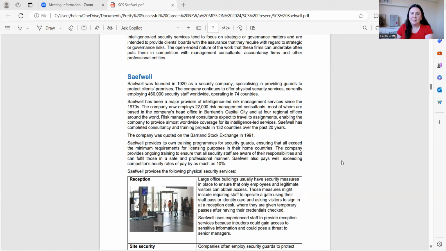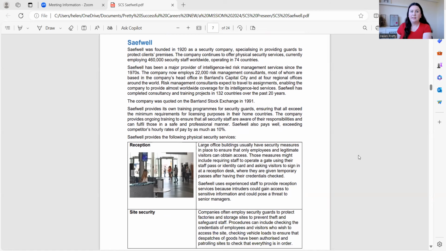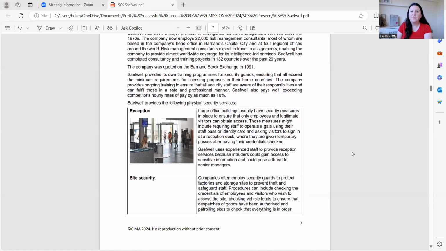Saefwell also pays well, exceeding competitors' hourly rates of pay by as much as 10%. Saefwell provides the following physical security services. So our security services are, number one, reception.